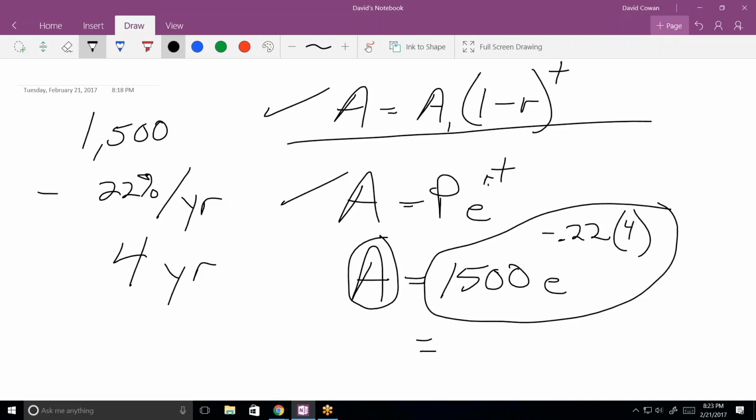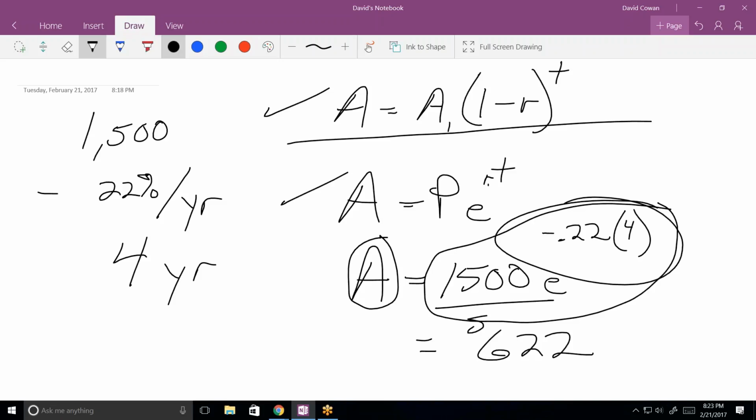Take it to the negative 0.88, which is going to be what that exponent is. Multiply your answer by 1,500. And it says 622.174. That makes sense. Pretty disgusting when you think about buying a new car. That in 4 years it's lost more than half its value.